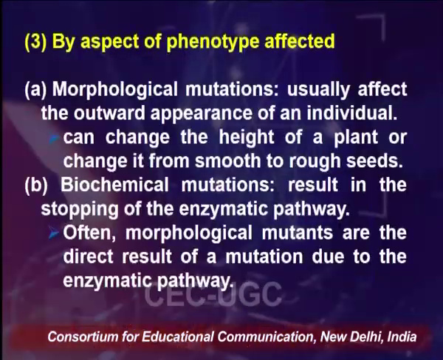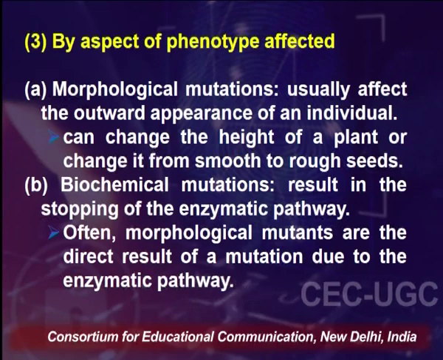So, this is by the effect on function. Going to the aspect of the phenotype affected: if it is affected by morphological changes, for example, a change in height, skin color, or the shape of the nose, then we call it phenotype affected. Or there is the biochemical mutation, which results in the stopping of a particular enzymatic pathway. Often morphological mutants are the direct result of a mutation which changes the enzymatic pathways. So, these two types of mutation affect the phenotype. Phenotype, as we discussed, is what is visible to other human beings.